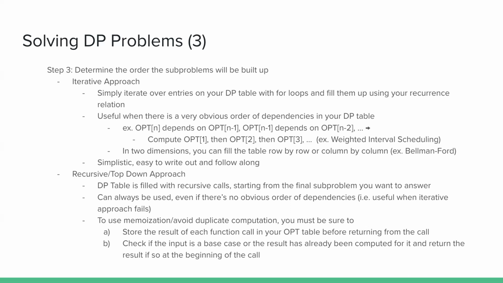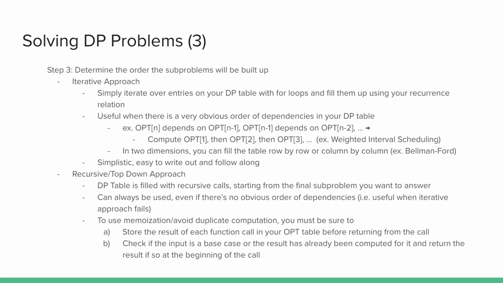The iterative approach, we have this table, and usually we iterate over the entries of our table and fill them up using our recurrence. But you have to be careful that you're not filling up entries that are invalid, and that you order things such that your base cases have already been computed in the table, so you can refer to them when you're iteratively building up your table.